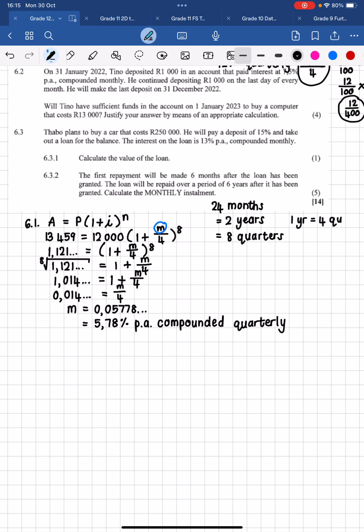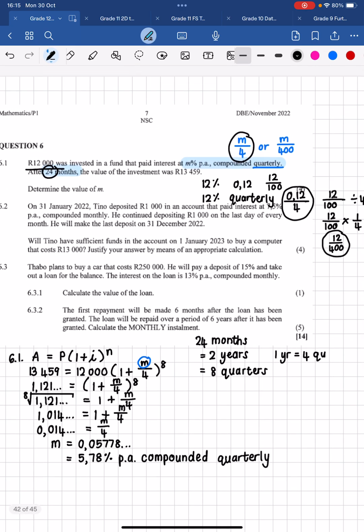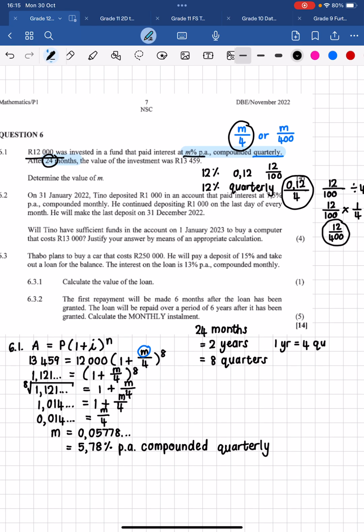Can I divide by the quarter at the end after getting the percentage? You could, yes, that would be fine. Yes, you have to convert to percentage, absolutely, because they are asking for m percent to determine the value of m. So your answer has to be m in percentage.